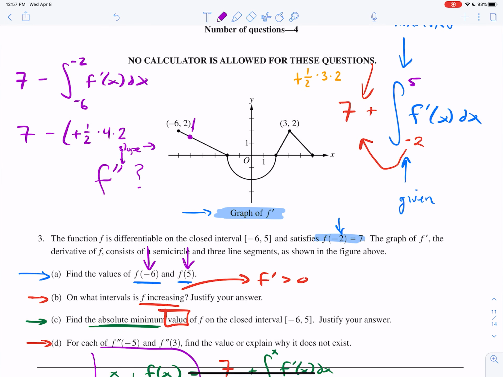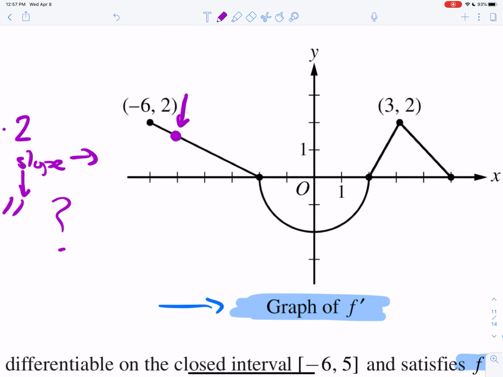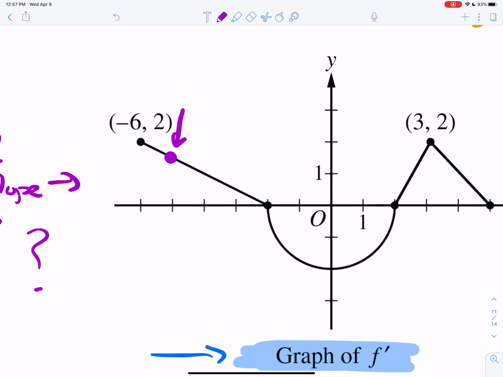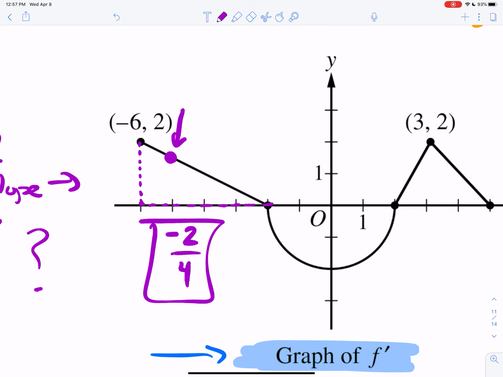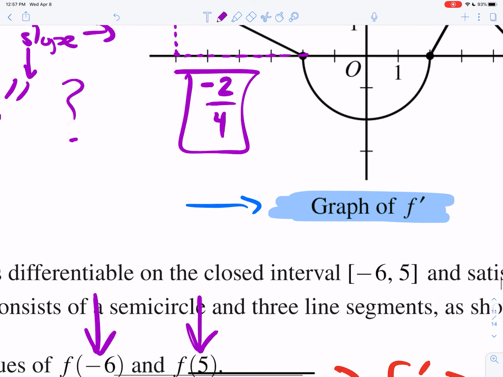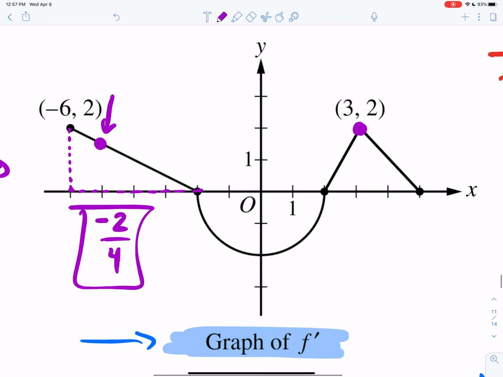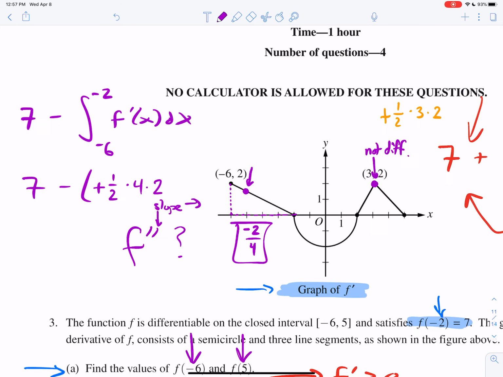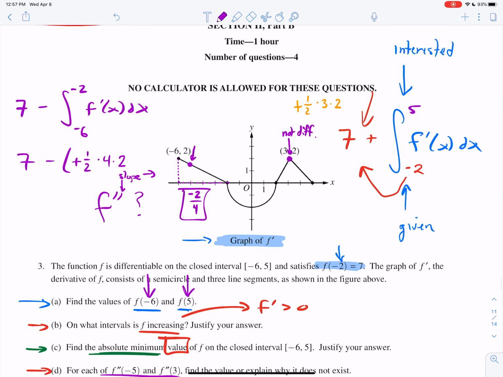-5 is right here, you guys. Notice how -5 lands right on a line. The slope is down 2 over 4. Down 2 over 4. There's your slope, okay? Now they're asking me to find my slope at 3. Notice how 3 lands on 2 different lines. It's actually a corner. So this one here is not differentiable. Doesn't exist. Okay, and that's basically it.